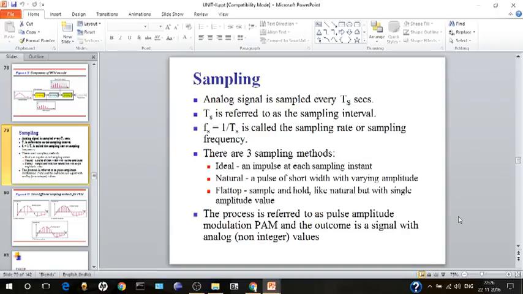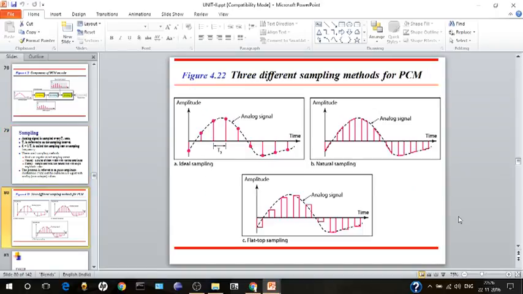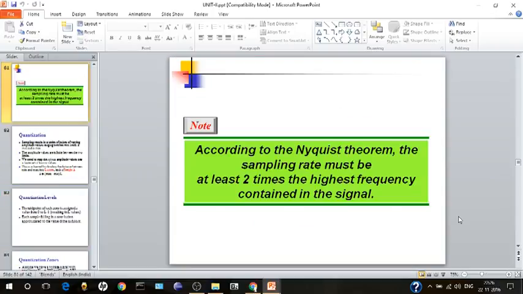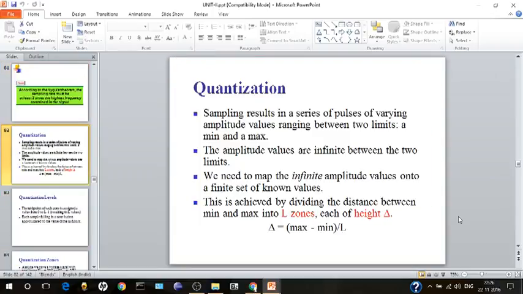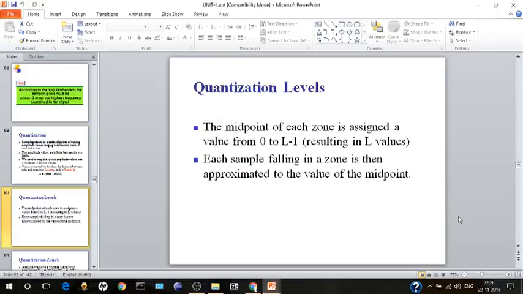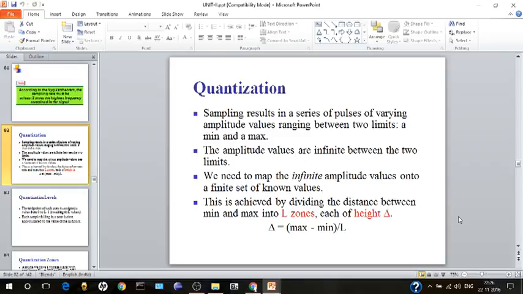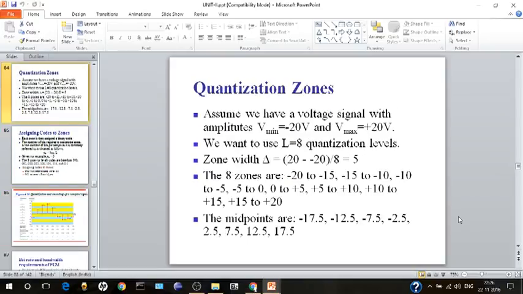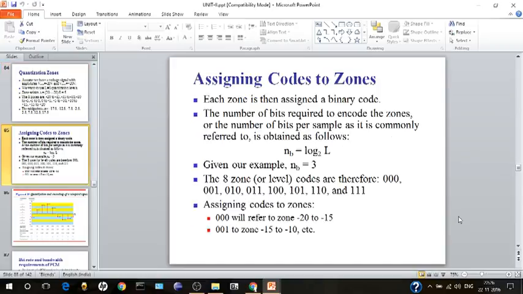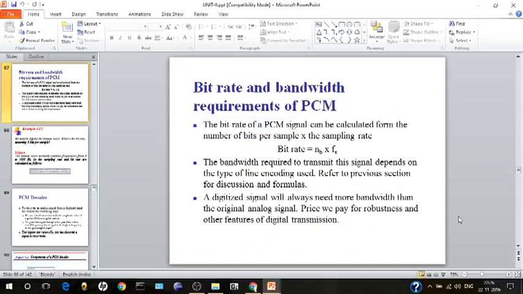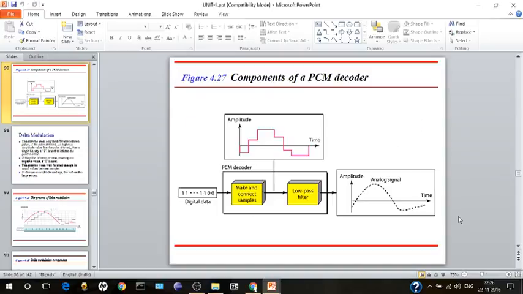Sampling is of 3 methods: ideal, natural, flat top. These are the 3 graphs. Coming to the quantization, it has sampling results. You can note down the formula if you need it, or you can just memorize it. Coming to the encoding, codes to zones, binary codes can be assigned, number of bits also can be given to these.